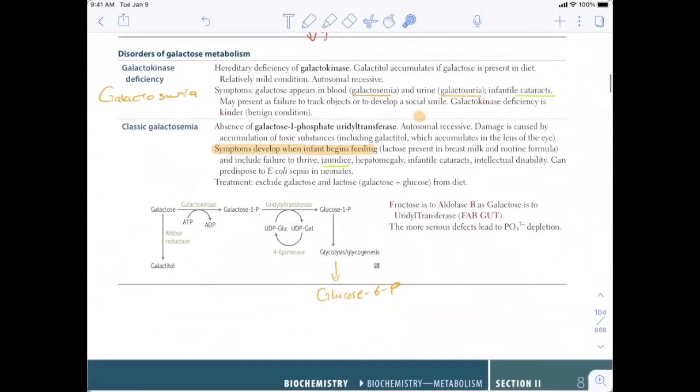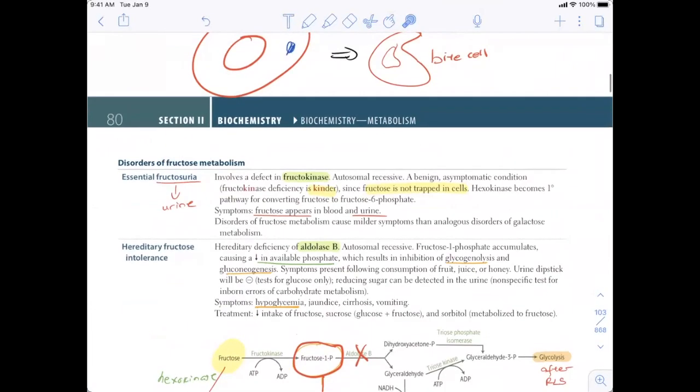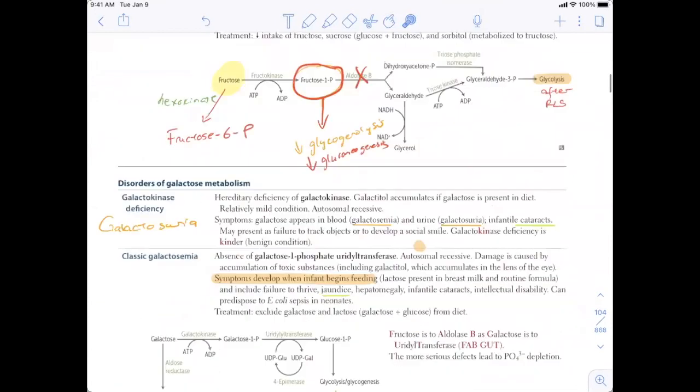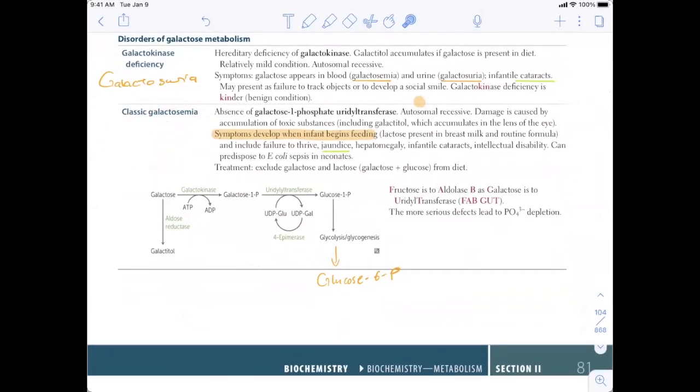But you also have classic galactosemia, which is the more severe one, right? That is kind of equivalent to your hereditary fructose intolerance, okay? But at the end of the day, your galactose problems are always worse than fructose problems. So even your more serious fructose problem is not as bad as a serious galactose problem. Okay, galactose is the worst one.